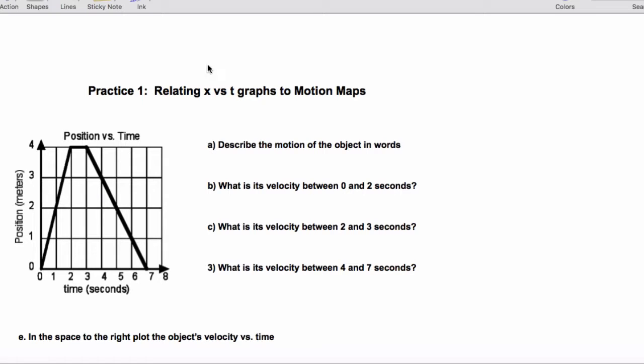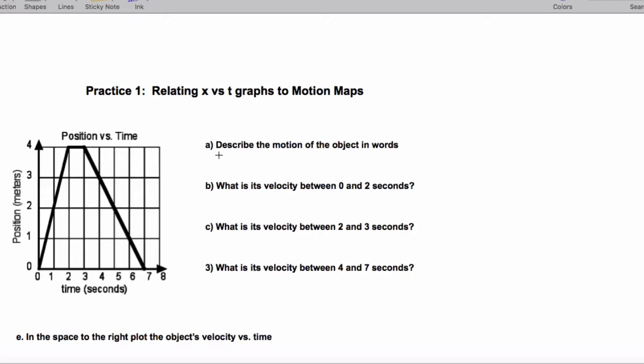All right, so let's describe the motion of this object in words. This is some in-class practice that we did. Starting with part A, it goes forward for 2 seconds, stops, and goes back for 4 seconds. I'll say stops for 1 second and goes back for 4 more seconds.